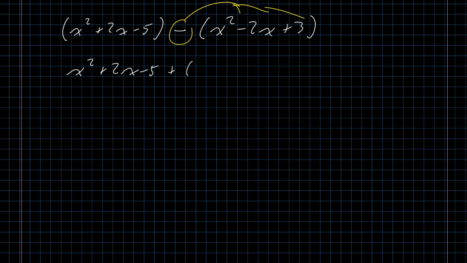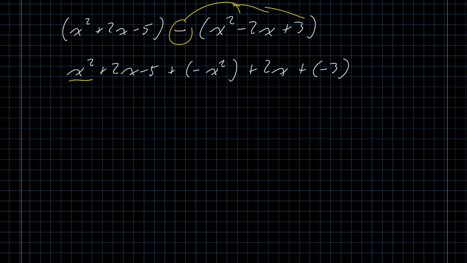So it'll be negative x squared. The opposite of minus 2x is plus 2x, and the opposite of plus 3 is plus negative 3, or if you wanted to write it as minus 3, that's fine too. From here, we can combine our like terms.